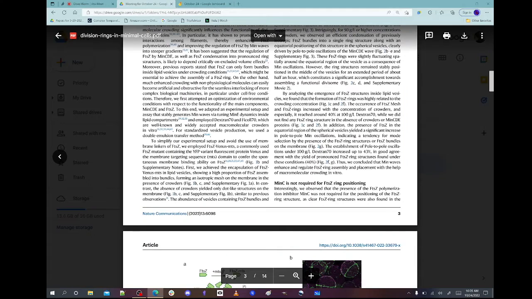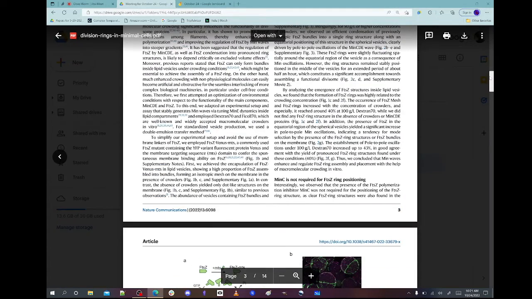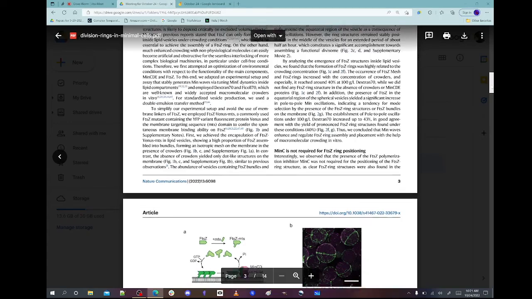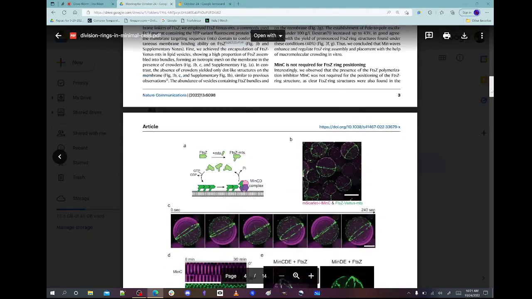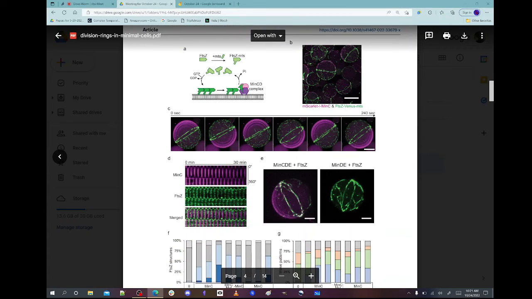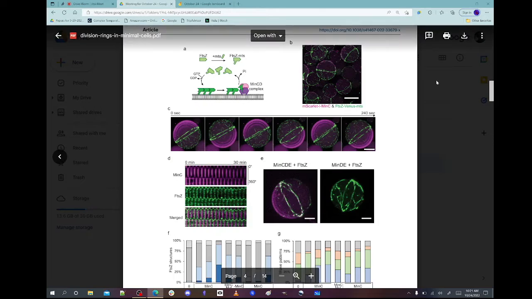MinC is not required for FtsZ ring positioning, so you find that there are some proteins that aren't directly involved or required for certain things, but they're nevertheless in that suite of the minimal cell. They're included in the minimal cell, but we don't know exactly what things are necessary and sufficient for different processes.